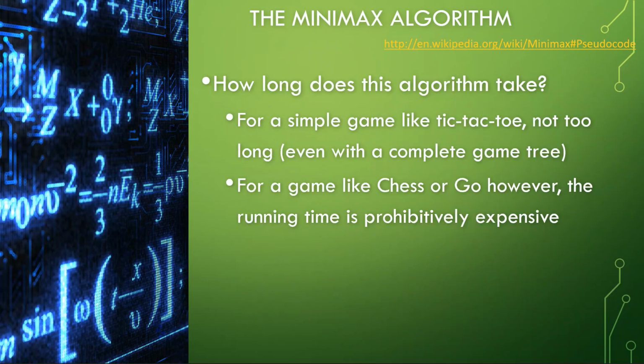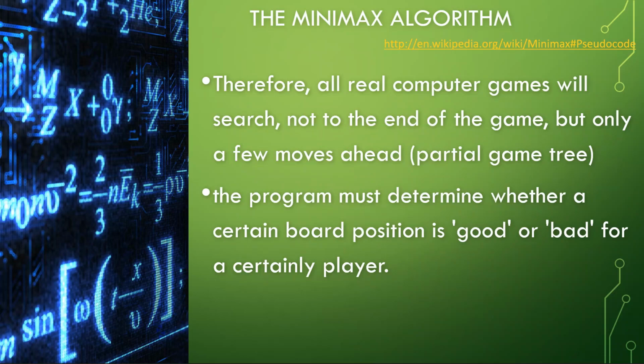Now, how long does this algorithm take? For a simple game like tic-tac-toe, not too long, even with a complete game tree. For a game like chess or Go or Connect N or checkers, however, the running time is prohibitively expensive because of the number of possible choices, and whether you can make it smaller or limit the choices as you play the game on. So therefore, all real computer games will search not to the end of the game, but only to a few moves ahead, being a partial tree. And that's using the min-max. There's probably more complex algorithms or faster computers that can handle larger scales of this.